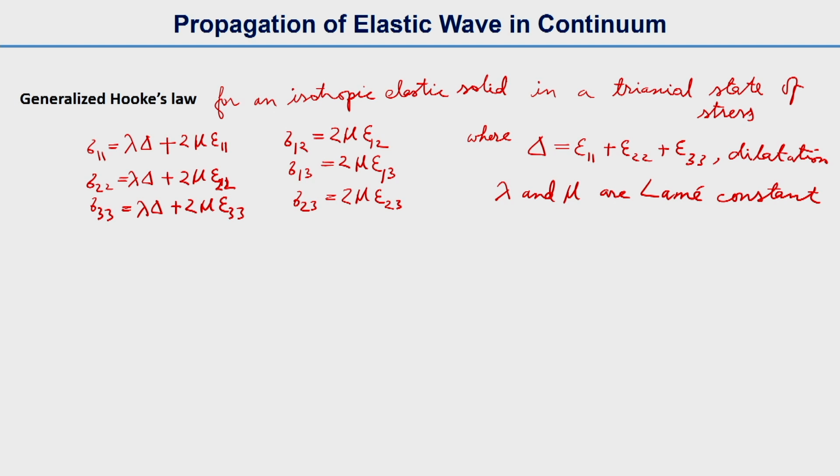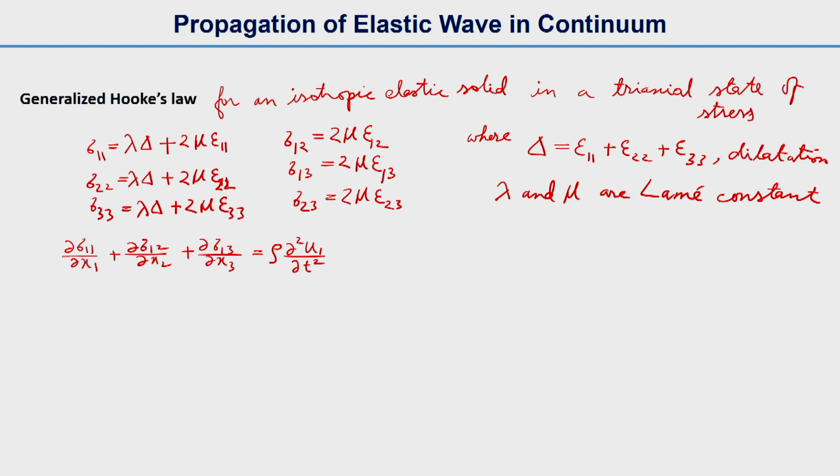Then we will be using these equations in our previously found equation. So whatever we found earlier is partial of sigma 11 with respect to x1 plus partial of sigma 12 with respect to x2 plus partial of sigma 13 with respect to x3 is equal to density multiplied by second partial of u1 with respect to time.